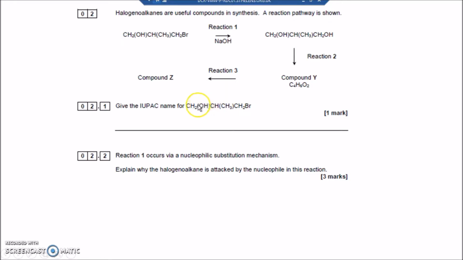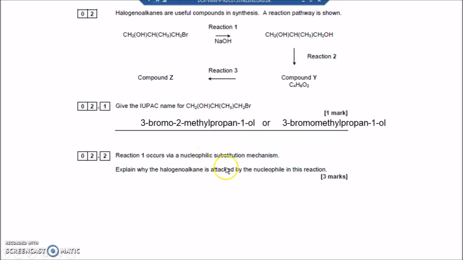I've got an ol, so I've got propan, and the ol is at number 1. Propan-1-ol with a bromo at 3. So 3-bromopropan-1-ol, and I've got a methyl group on there. The methyl group can actually only go on number 2, so it's 3-bromo-2-methylpropan-1-ol.